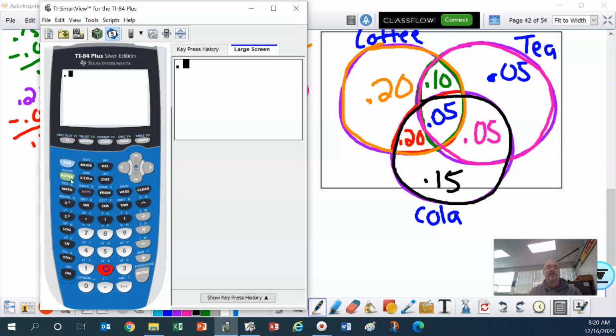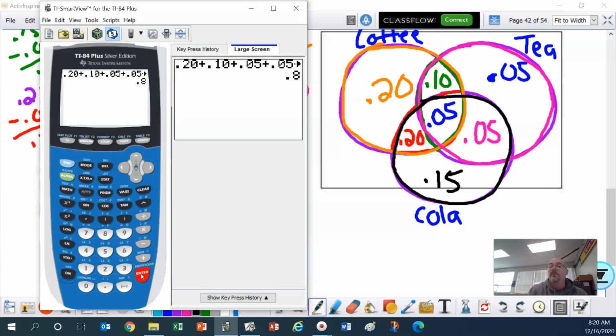So I'm going to go ahead and take 0.20 plus, here I'm going to use my keyboard directly, plus 0.10 plus 0.05 plus 0.05 plus 0.05. Yes, I could probably have added those in my head. Plus 0.20 plus 0.15. And I think that's right. Hopefully I did that right.